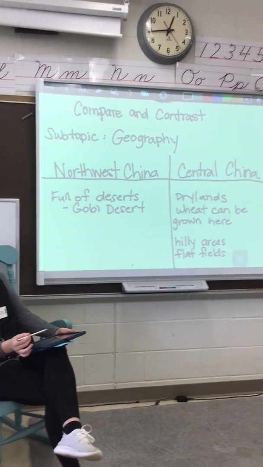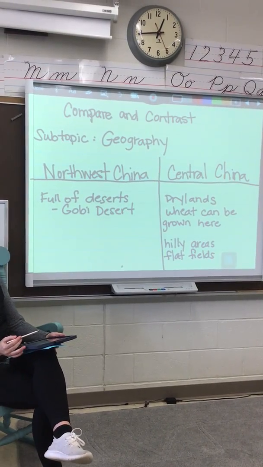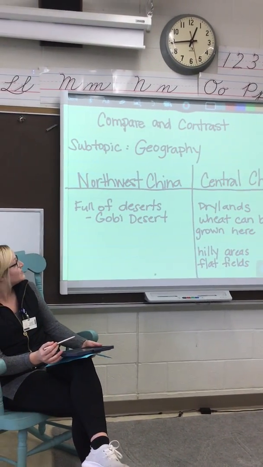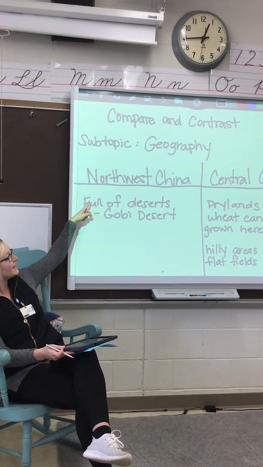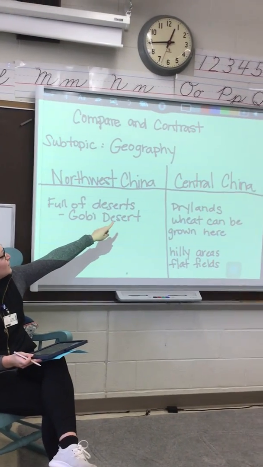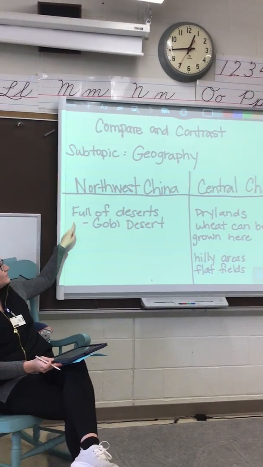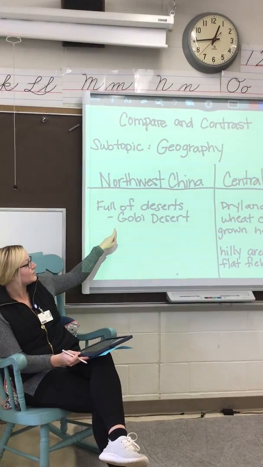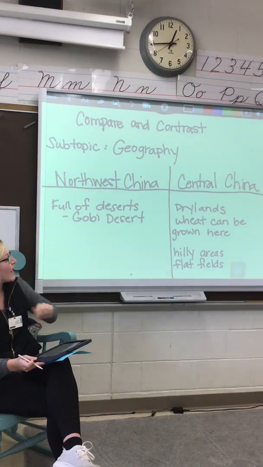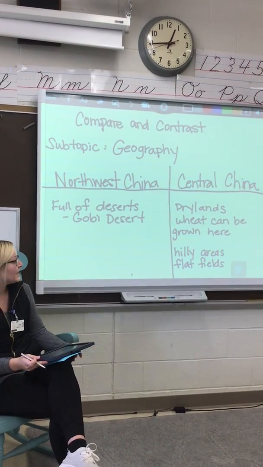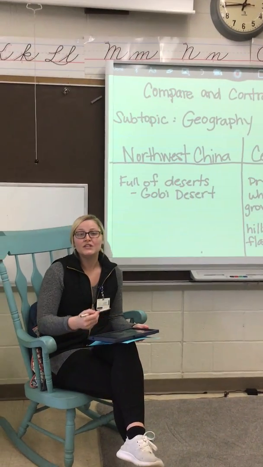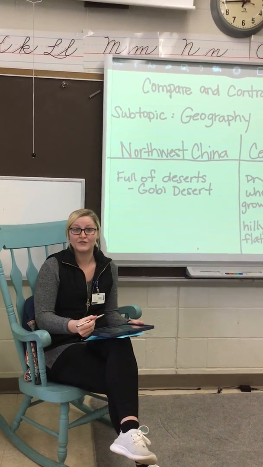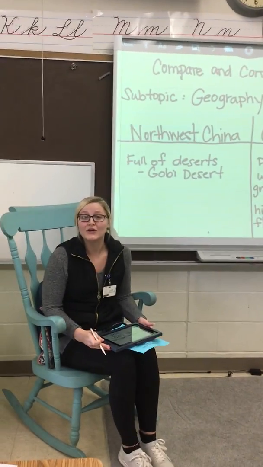that I'm going to use, and I'm using the lens of geography like Mrs. Machinga did. And I noticed that in my section I read, it talked about northwest China and central China. And what was in northwest China? It was full of deserts, like the famous Gobi Desert. In central China, it had dry lands where wheat could be grown, hilly areas, and flat fields. So I'm going to add that to my notes and continue to synthesize through the lens of geography. I hope that you can try this in your notes today too.